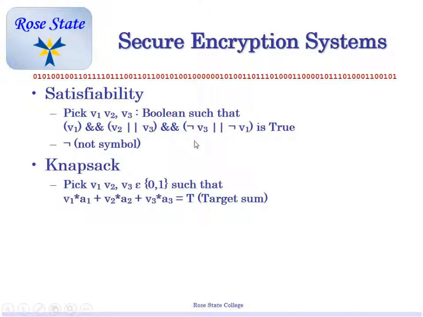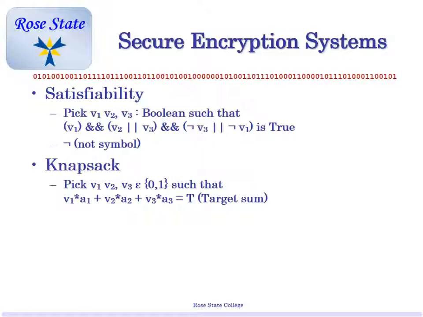So, if this has to be true, then what is not V3? So what's V3? False. V3 is false because not V3, or not false, becomes true. So now we know V1 is true, V3 is false. Everybody with me? So over here, if V3 is false, then what does V2 have to be? True. So we got true, true, and false. Everybody see that? Hopefully. Brett? You got it?